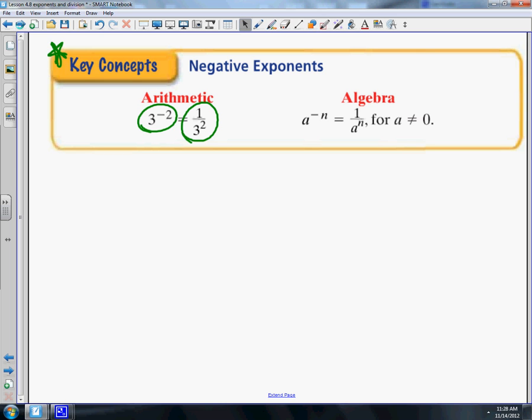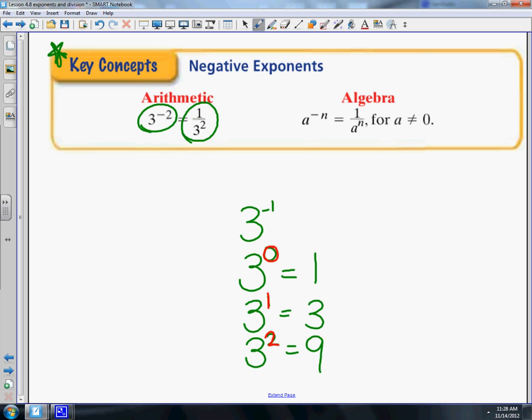Okay, so what this means. So remember how we had 3 to the 0 power equals 1, 3 to the first power equals 3, 3 squared equals 9. Now, let's say I want to go backwards. See how these numbers, 0, 1, and 2 are going up. Now, let's say I want to go back. I want to go to negative 1 and negative 2.